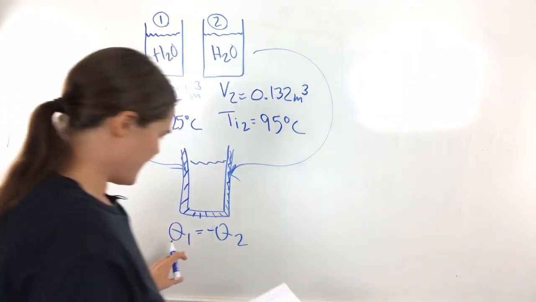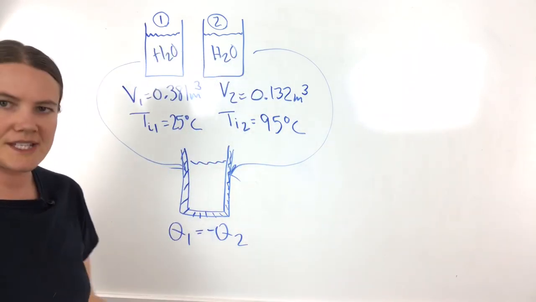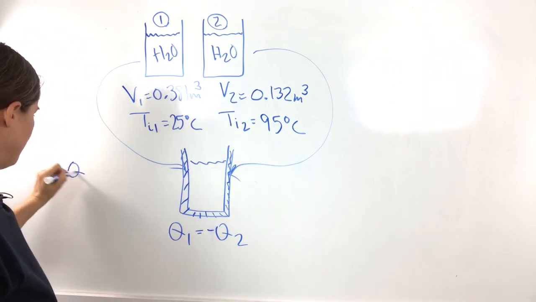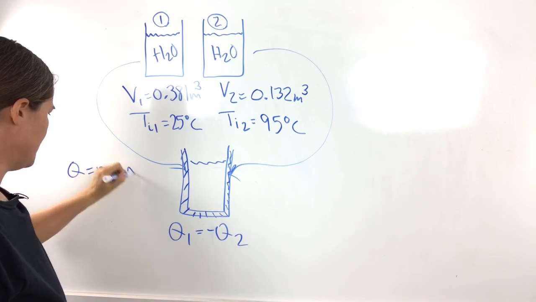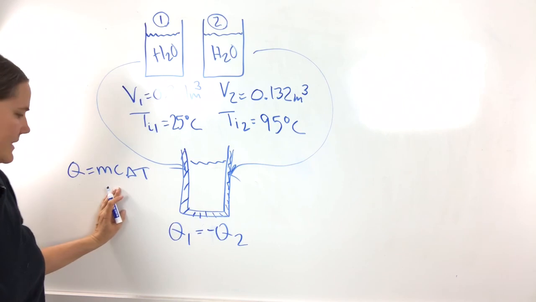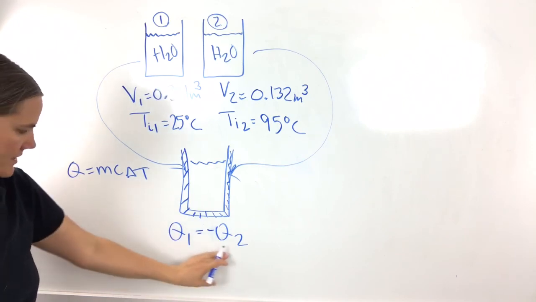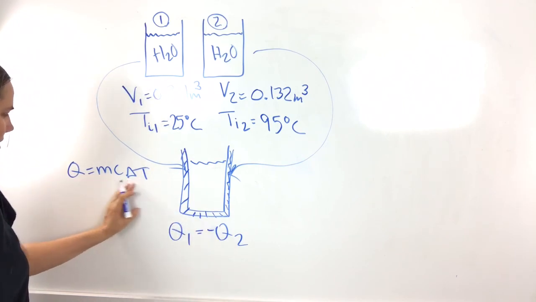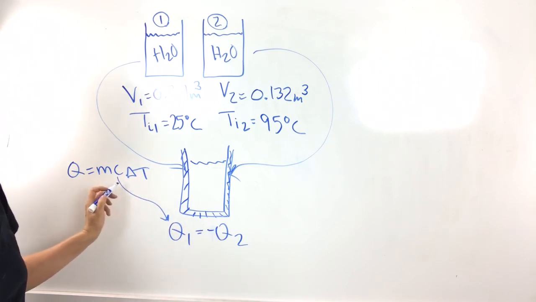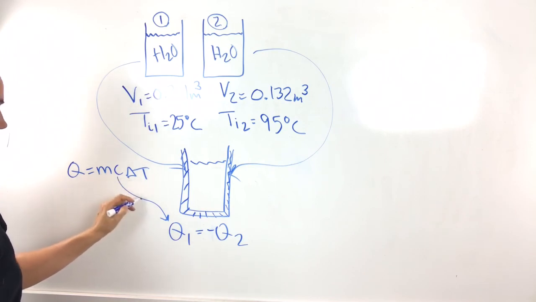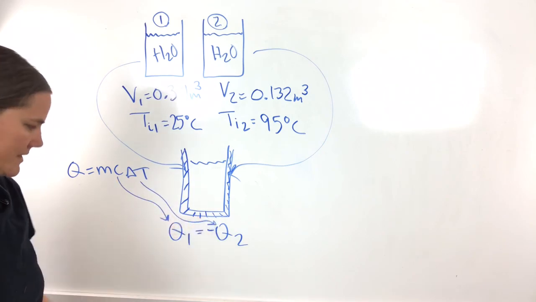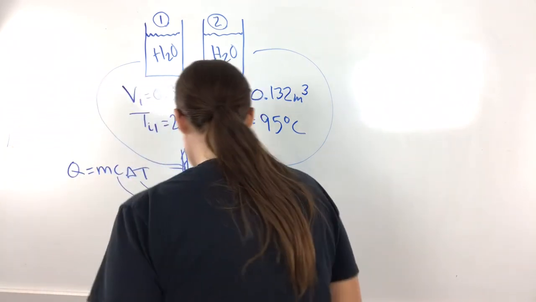So now what we want to do is write, well, what's our heat equation? Remember, the heat equation is Q is equal to MCΔT. What we can do with this is say, well, we know that Q1 is equal to negative Q2, so we can put the MCΔT part of the equation, mass times specific heat times delta T, directly into this equation in place of Q1 and Q2.